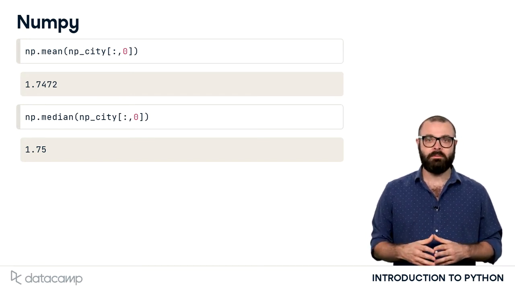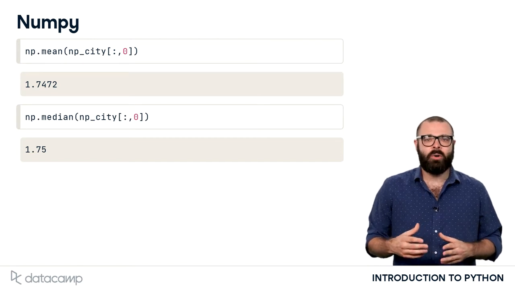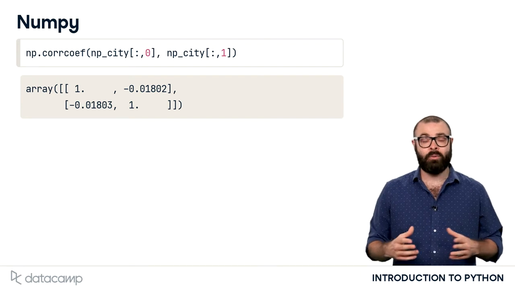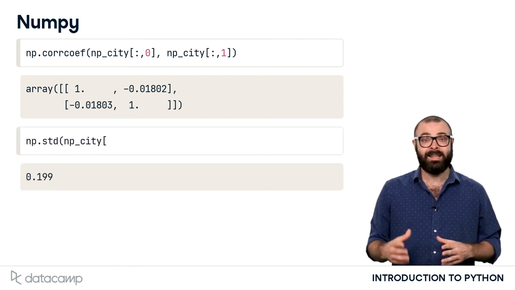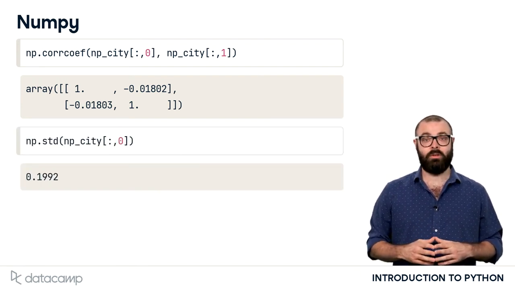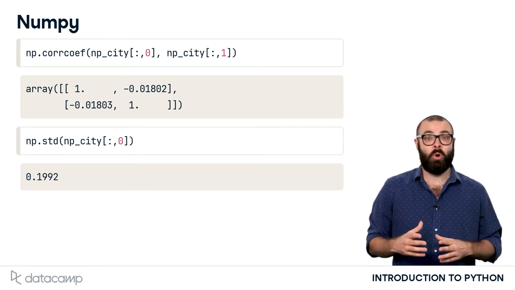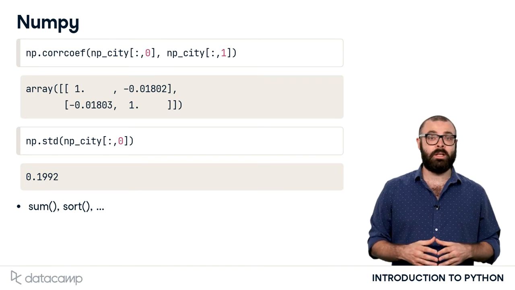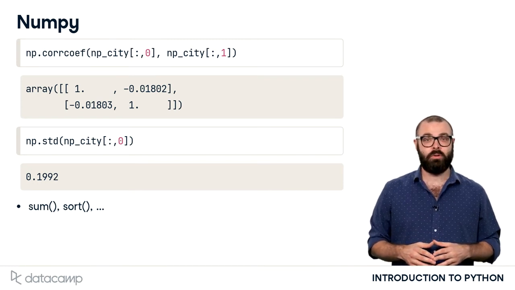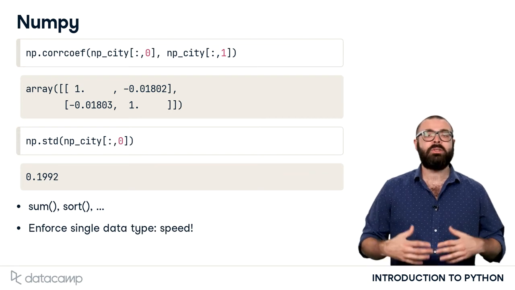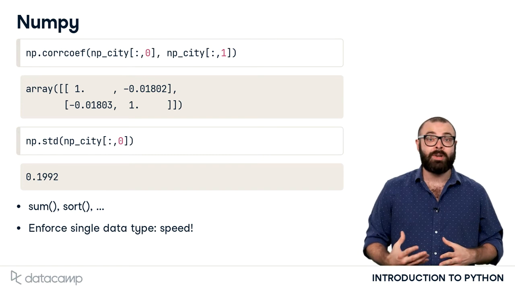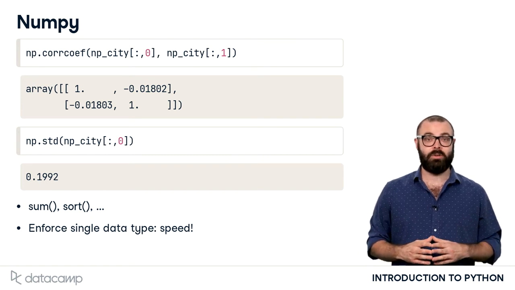Apart from mean and median, there are also other functions like corrcoef to check if, for example, height and weight are correlated, and std for standard deviation. NumPy also features more basic functions such as sum and sort, which also exist in the basic Python distribution. However, the big difference here is speed. Because NumPy enforces a single data type in an array, it can drastically speed up the calculations.